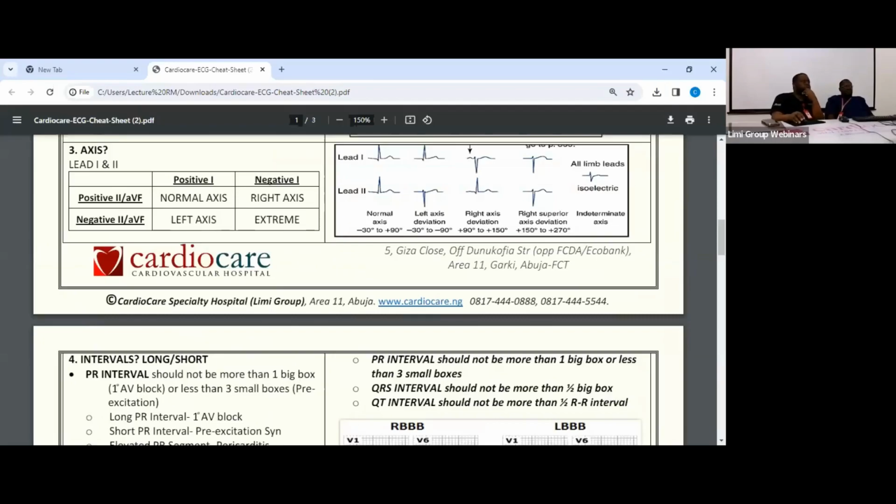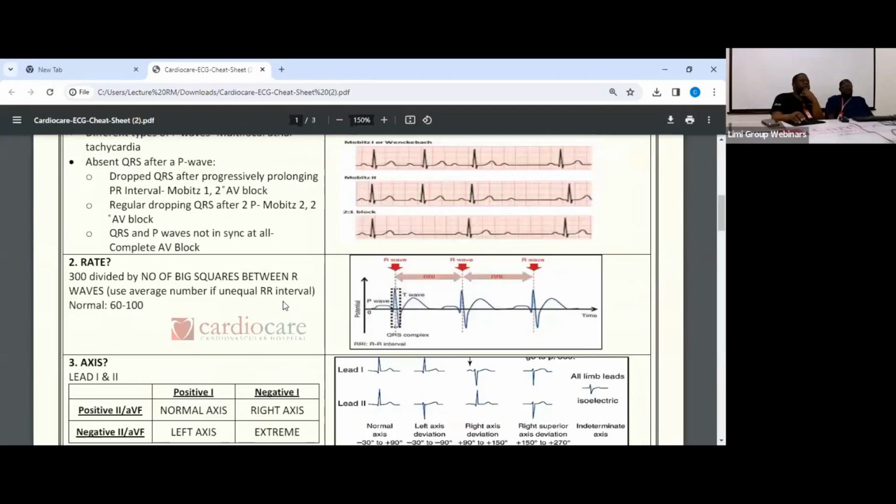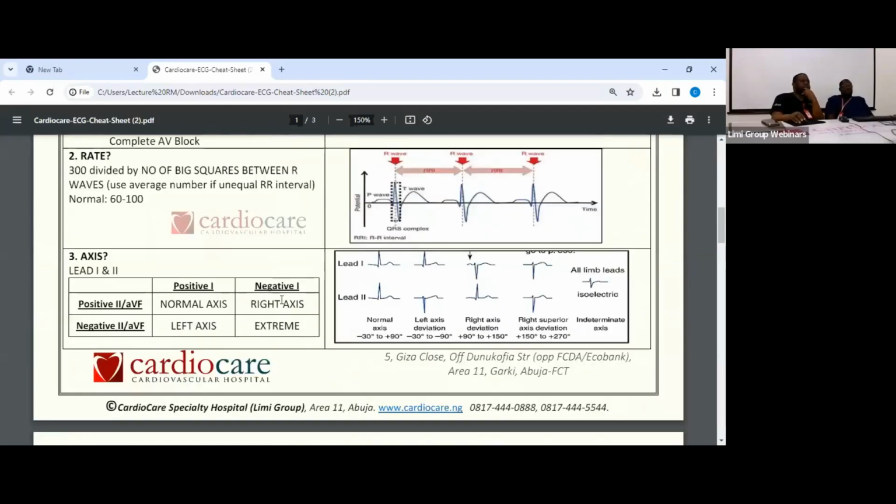So should we continue on this sheet? Yes, let's continue. So we have done the rate already. Now the next thing we'll talk about is axis. In axis, you need axis for everyday practice.